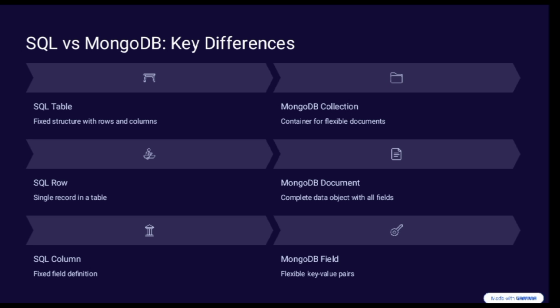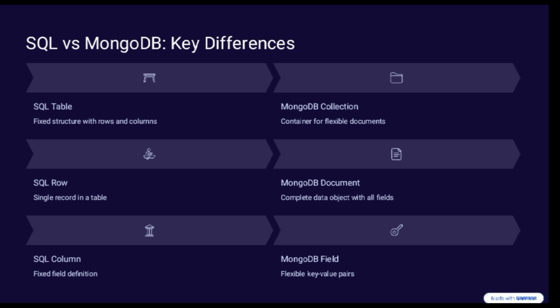So SQL has a fixed schema and NoSQL has a flexible schema. That means you can change the structure anytime. But in SQL we must define the structure before inserting the data. When coming to scalability, SQL scales vertically. When it comes to NoSQL, it scales horizontally.